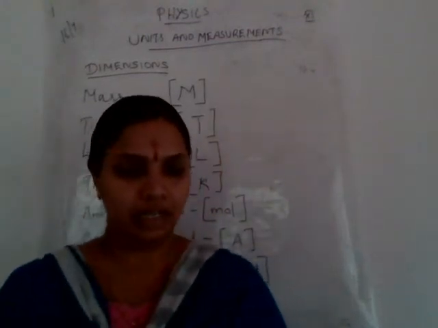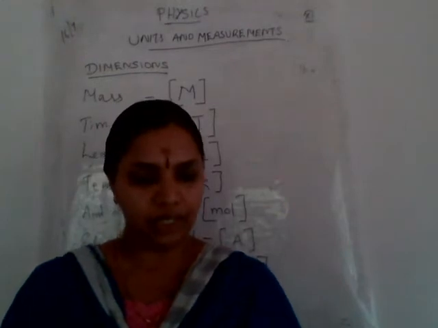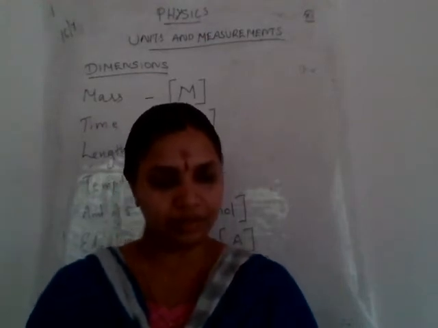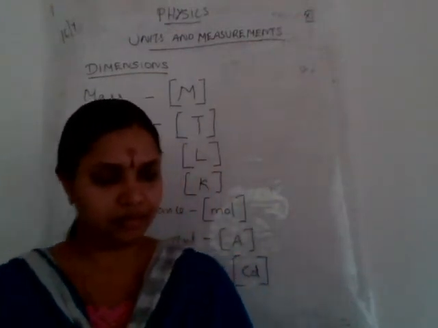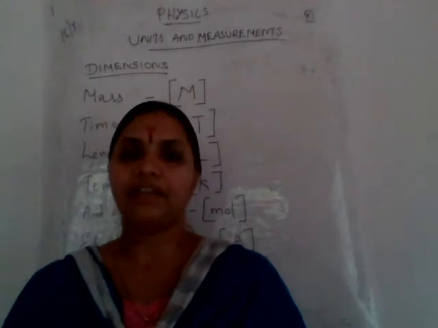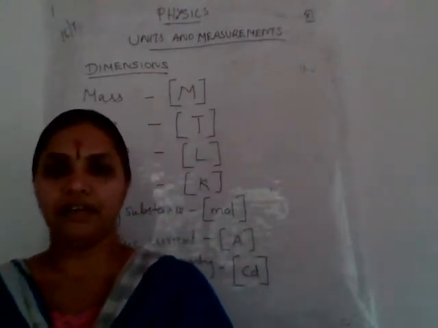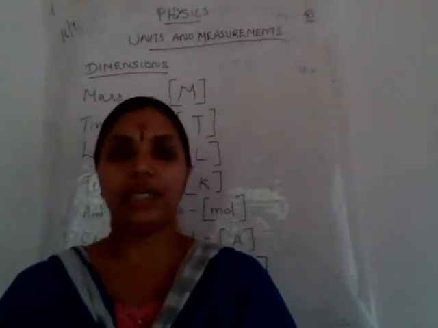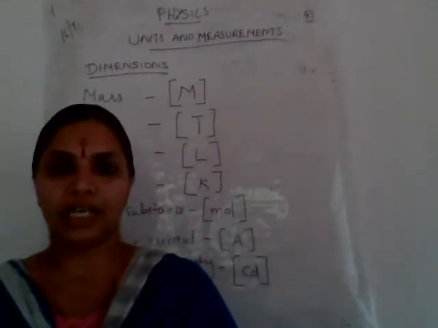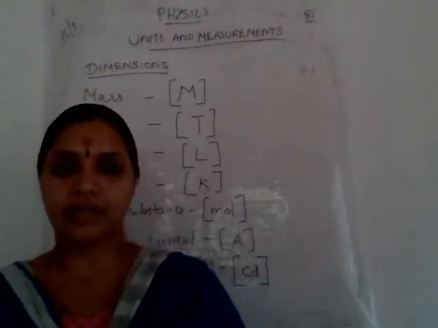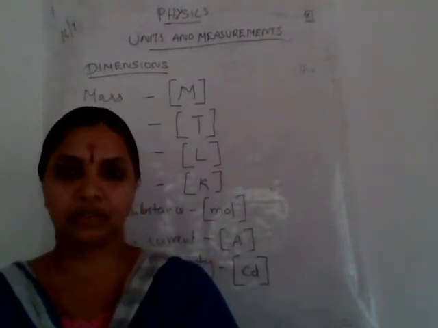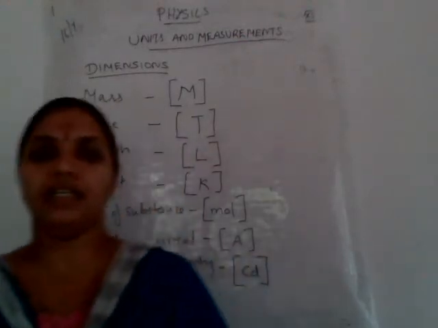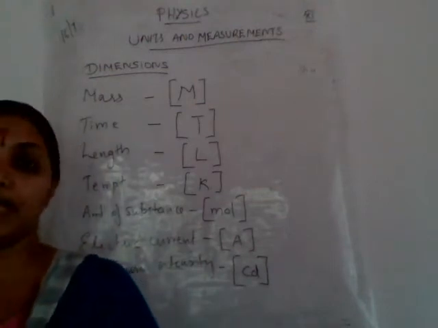What do you mean by dimension? Write down: all derived physical quantities can be expressed in terms of some combination of seven fundamental or base quantities.